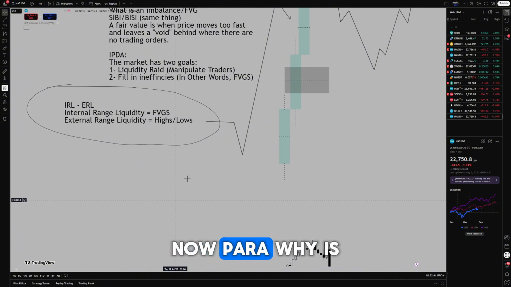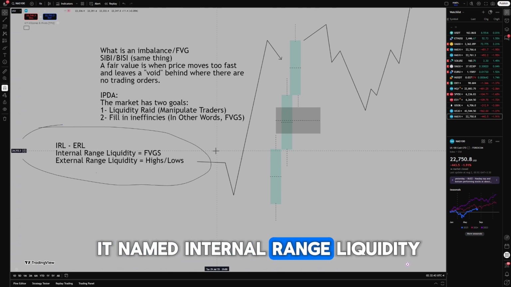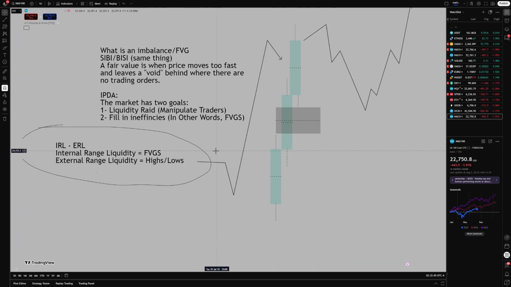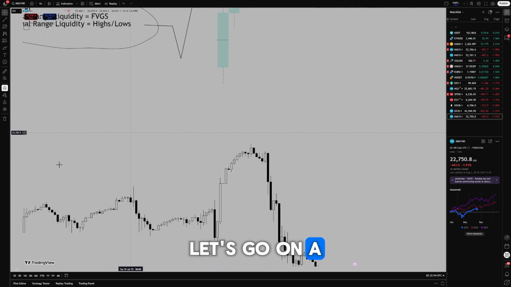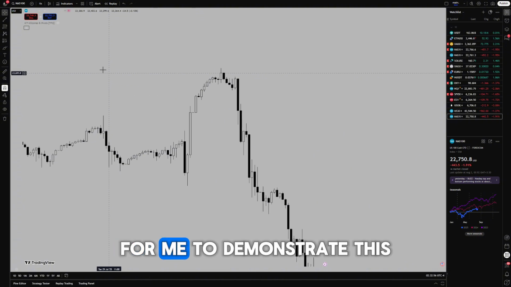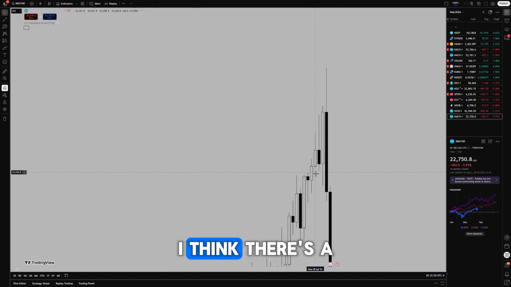Now, why is it named internal range liquidity? It's a fair value gap. Isn't there an imbalance of orders? Then how is there liquidity there? Let's go on any fair value gap to demonstrate this. Let's go on the daily, because I think there's a good example of this.